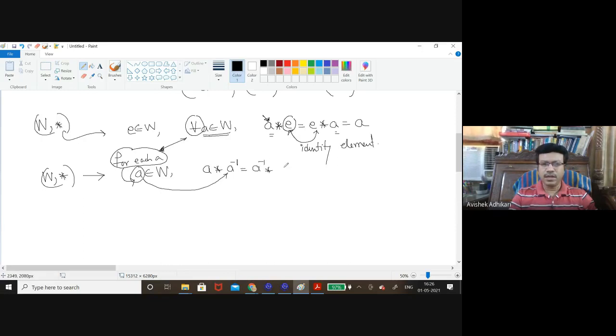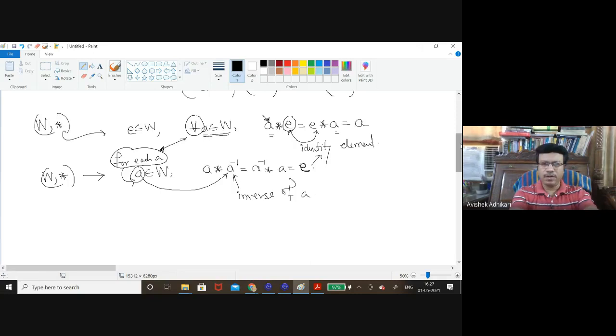A inverse star A should be equal to E. Then we call this particular element the inverse of A. It says that for each element I must have some element A dash, or I write it with the symbol A to the power minus 1, such that if I make a composition of these two elements, then that will certainly give me the element E, where E is the identity element. So all these properties are very important.